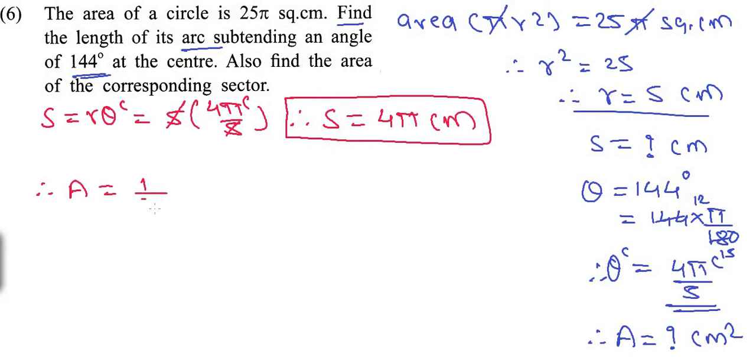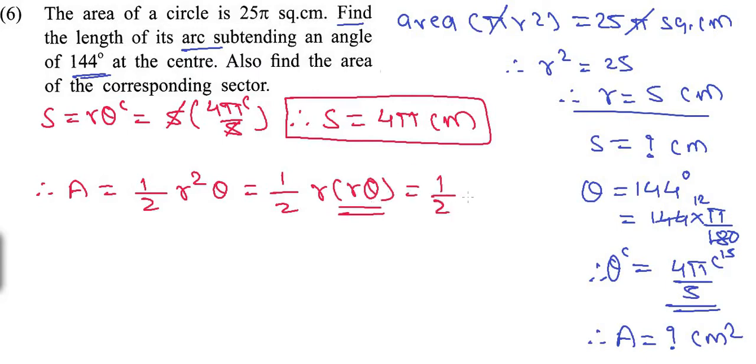Area of sector is equal to half r square into theta. We can write r square theta as r into r theta, but this r theta is s, so that is equal to half into r into s. Now let us substitute the value of r and s.